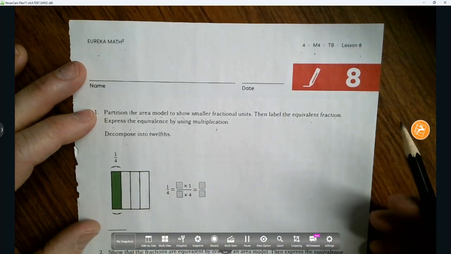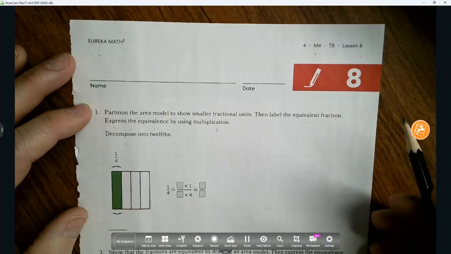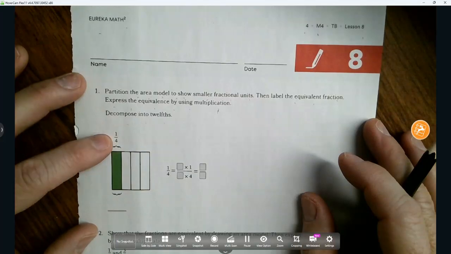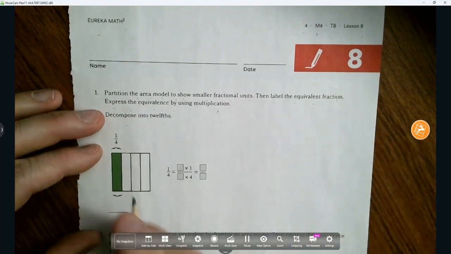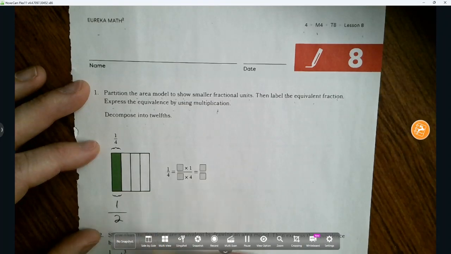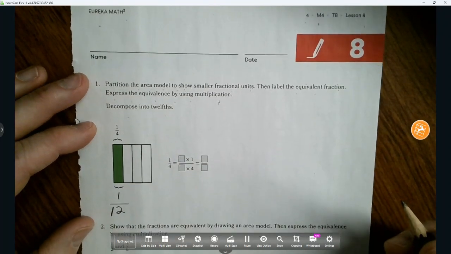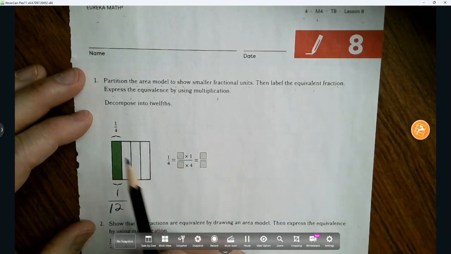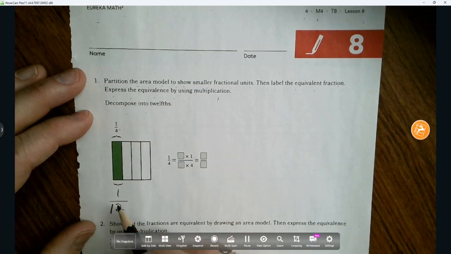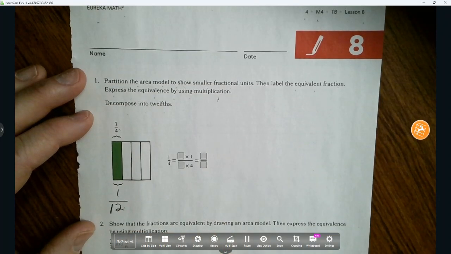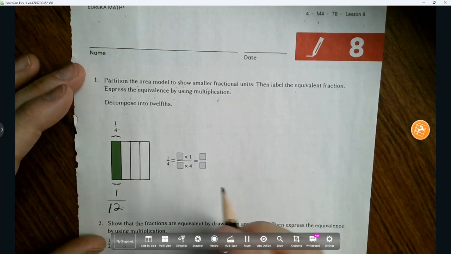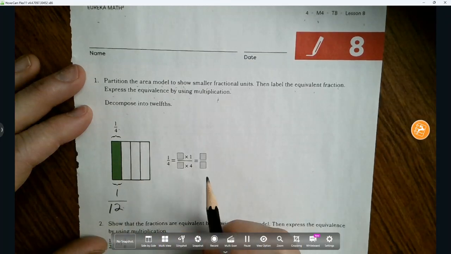Decompose into twelfths. They're telling us what they want to do. All right, so this is 1/4. We need the bottom to be 1/12. Oops, I wrote 1/2. I'm at 1/12. All right, so we need to get 4 to be the same as 12. So what do we multiply 4 by to get to 12? 4 times what equals 12? Or 12 divided by 4 equals what? 3.